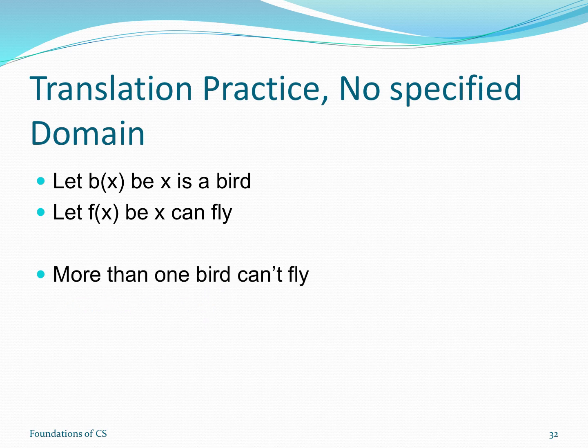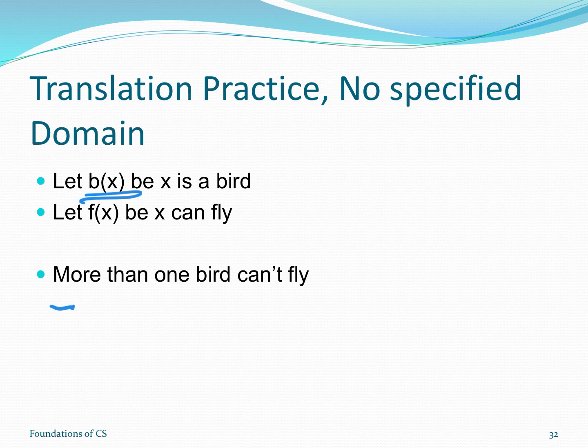Now we're back to that more than one trick, right? If I want to say more than one bird can't fly, and I'm still in no specified domain, so I have to make sure I make it clear that the thing that I'm looking at is in fact a bird. So what do I have to say? There's more than one bird that can't fly. So there's two birds. Let's call my birds A and B, I guess. Oh, I can't call them B because B is my X is a bird. So let's call my birds X and Y.